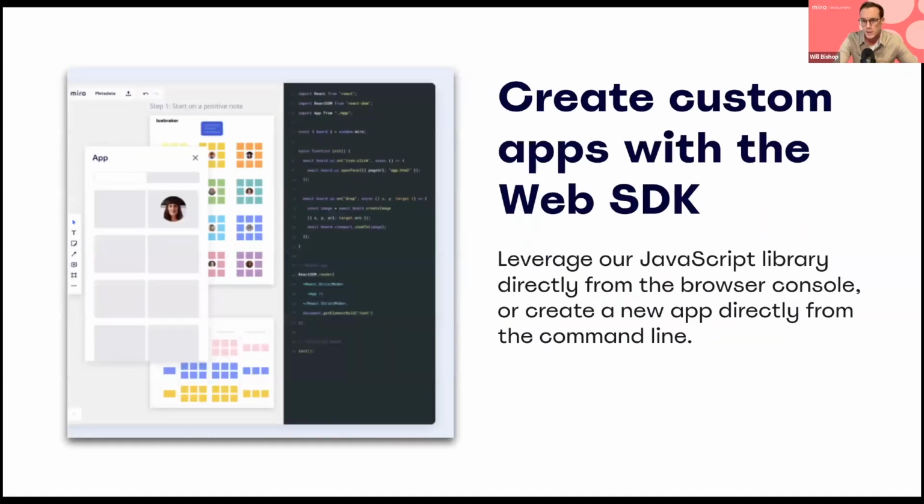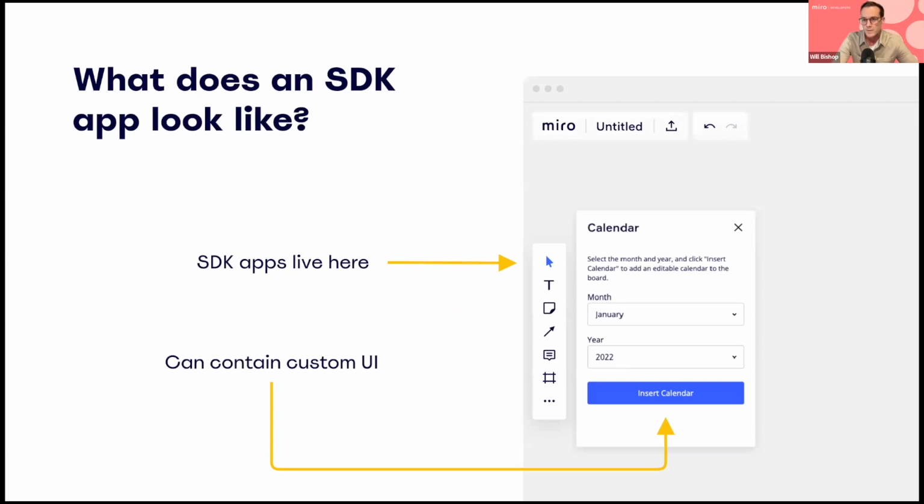A bit more detail on the Web SDK. This is a JavaScript-based library that is accessible directly within your browser's developer console on an open Miro board. We also offer an NPM package to be able to create a new Web SDK app directly from your command line, which we're going to do in just a moment. But what does a Web SDK app look like in Miro? If you're not familiar, the look and feel of an SDK app will vary depending on the styling and the functionality that you add.